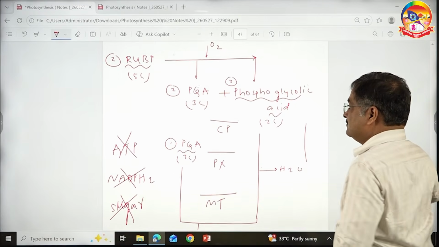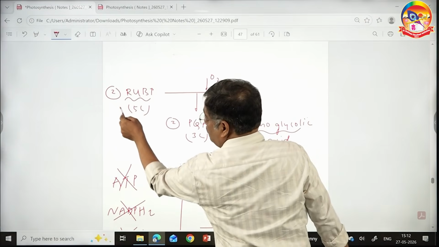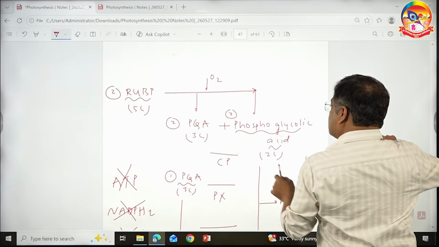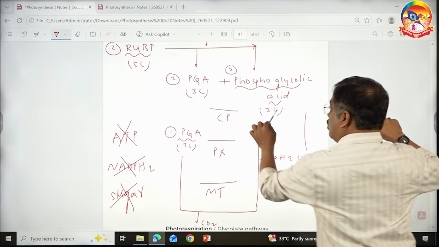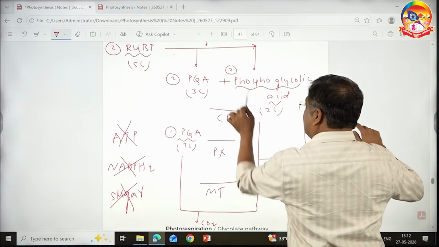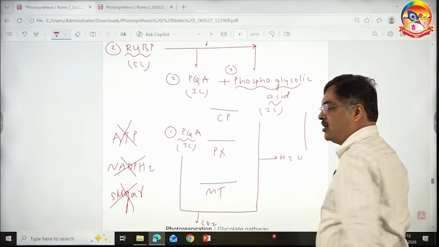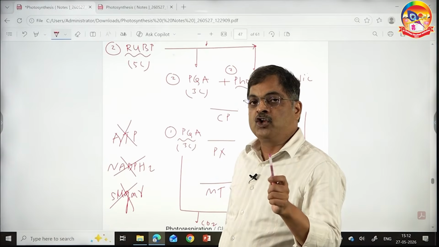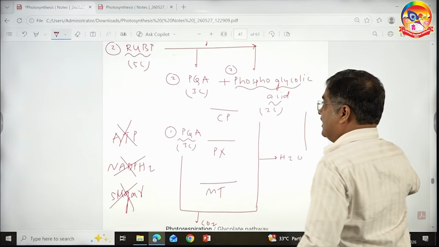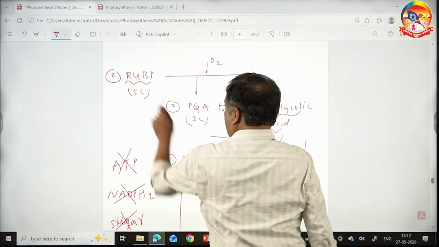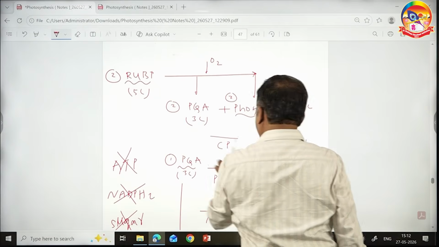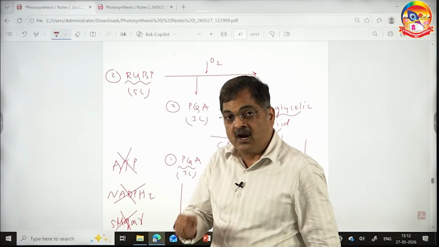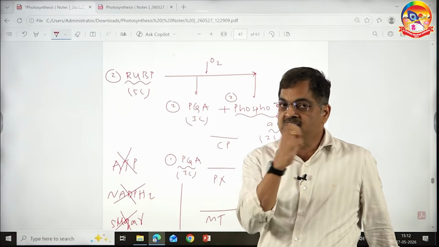I repeat again, 5 carbon, 2 molecules, 10, 2 3 is 6, 2 2 is 4. These 2 molecules of phosphoglycolic acid, 2 to the 4, 1 CO2 is lost and the remaining 3 becomes 1 molecule of phosphoglyceric acid. Now use all your common sense and tell how many molecules of phosphoglyceric acid is formed. Let us see. For 2 molecules here, from here 1, 3 molecules. So the number of phosphoglyceric acid molecules formed is 3.